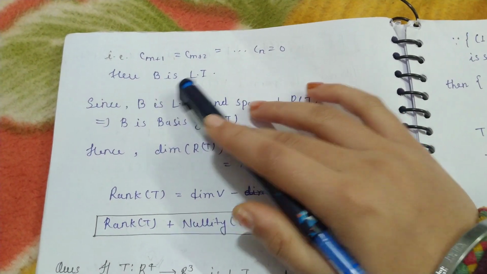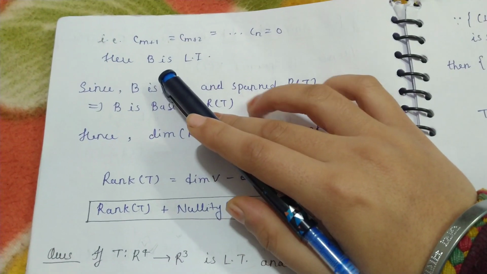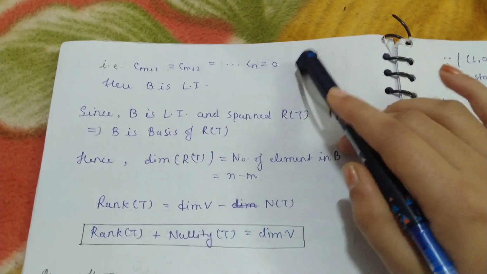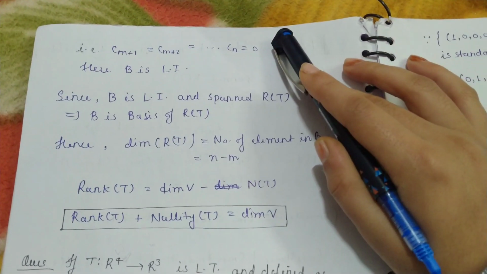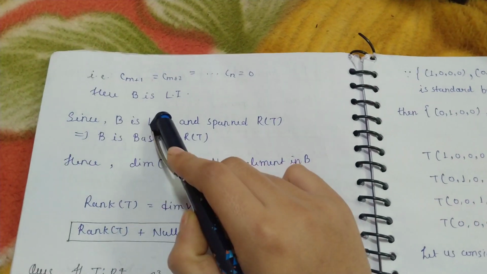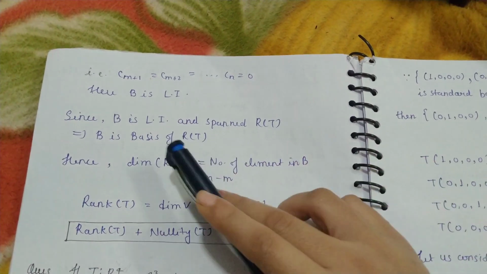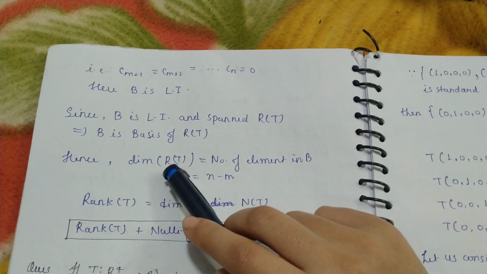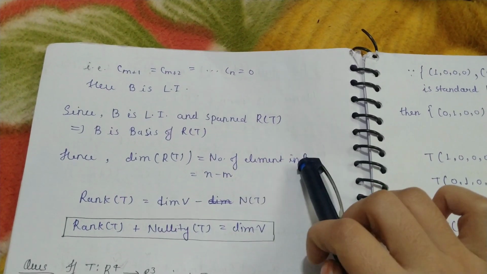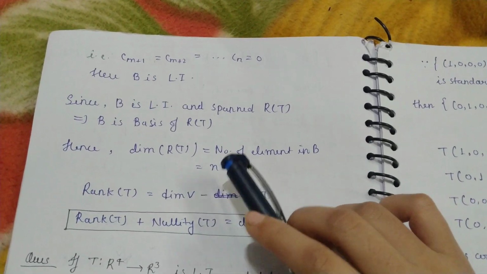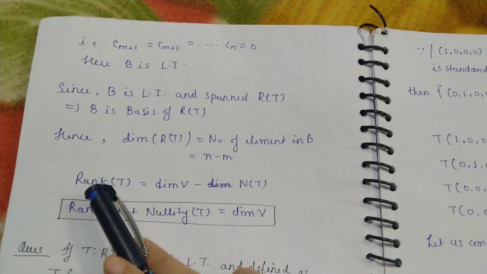Hence B is linearly independent, since here we have proved that B is linearly independent, because all the constants are equal to 0, which is the condition of linear independence. So B is linearly independent and spans RT. So we have proved that B is a basis of RT. Hence the dimension of RT is equal to the number of elements in B, and the number of elements in B is n minus m, as we have considered before.